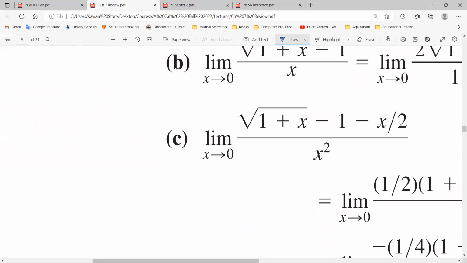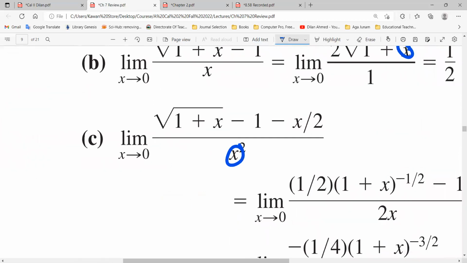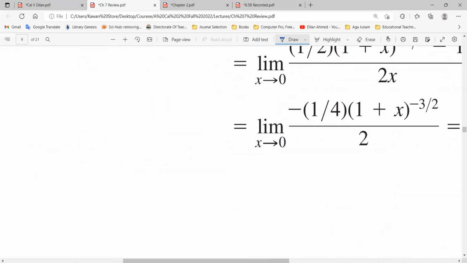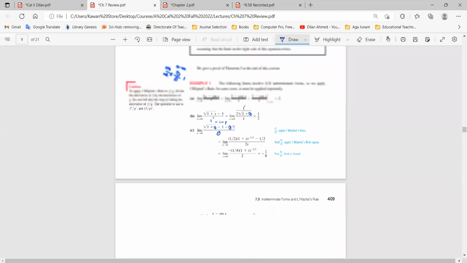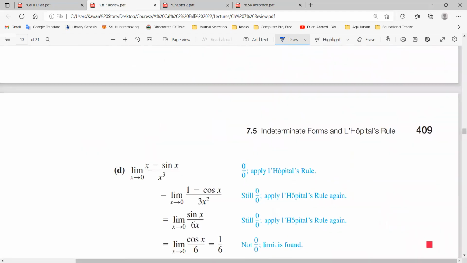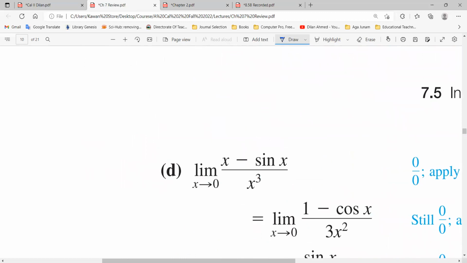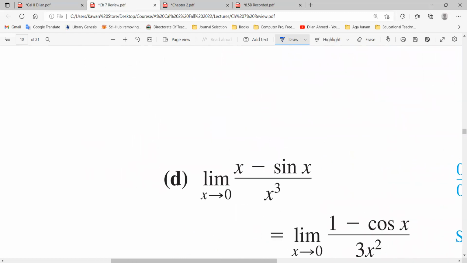Maybe you have many examples here. Again, if I put 0, 0, 0, I'll get 1 minus 1 minus 2. And we are going to use the derivative and find the value. Both of them, you should substitute both of them, numerator and denominator.